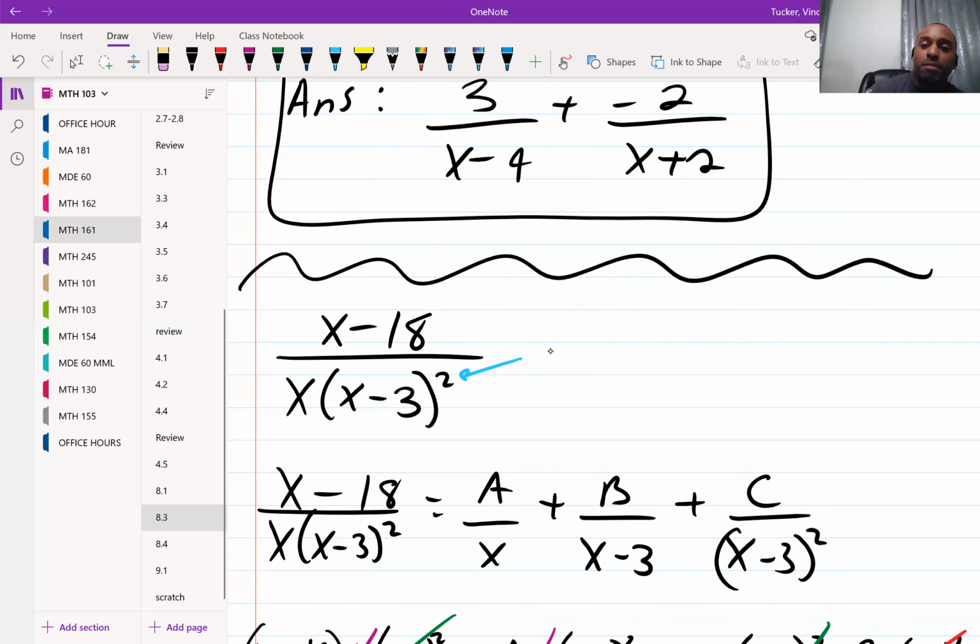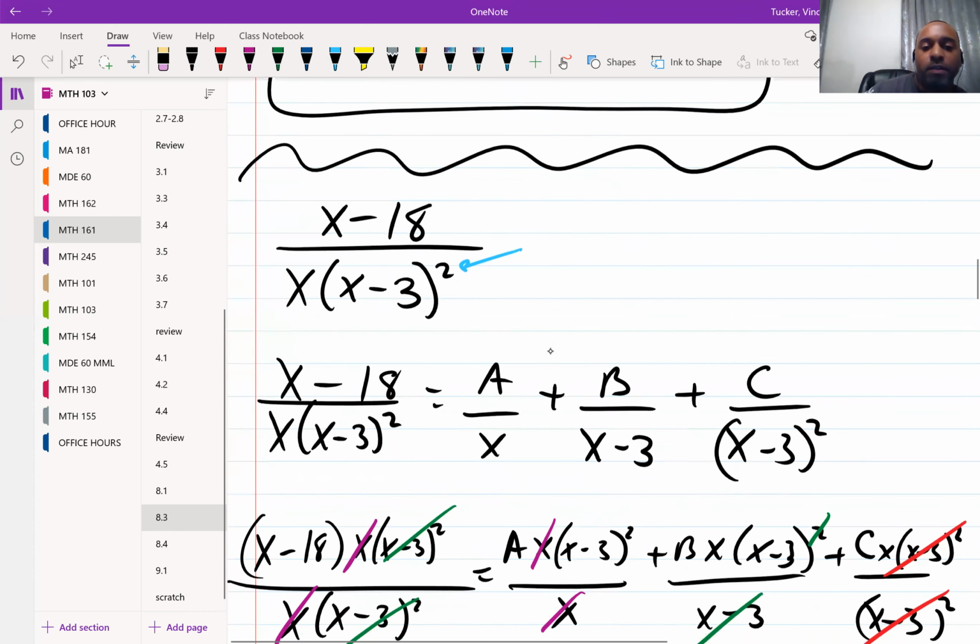Because if it was x minus 3 cubed, then you would do x minus 3 squared, then x minus 3 cubed. So you have to have each one, each of the next power in your progression. So notice we put an a, b, and c over each one respectively.